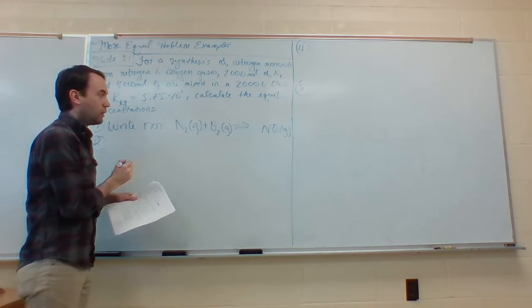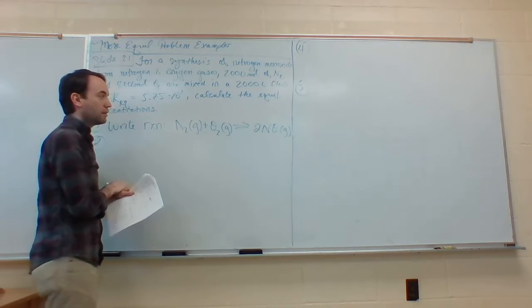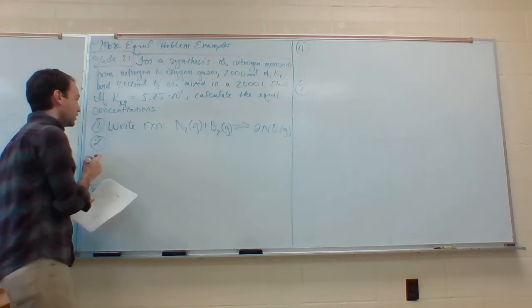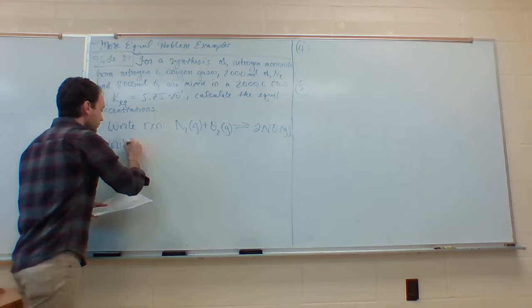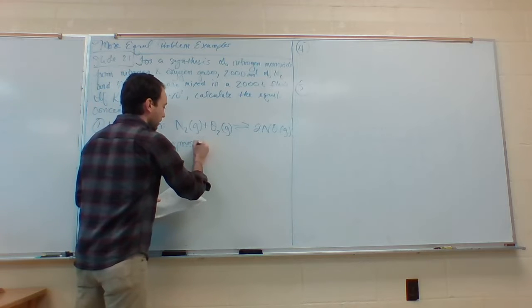Then we need to balance our equation. We have 2 nitrogens, all right? So we need 2 over here, right? And we have 2 oxygens, so it's balanced. So that's our balanced equation, all right? The very next step is going to be to write our equilibrium expression, okay?